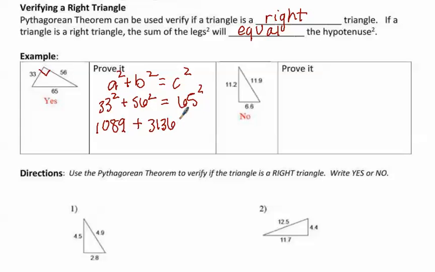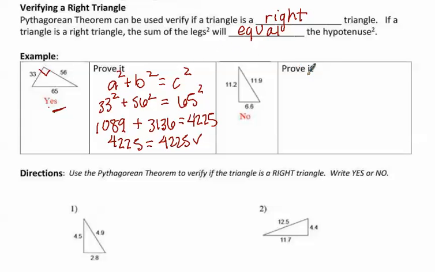3136, and 65 squared is 4225. When I add these together, 1089 plus 3136, I get 4225, which does equal 4225. So yes, this is a right triangle.